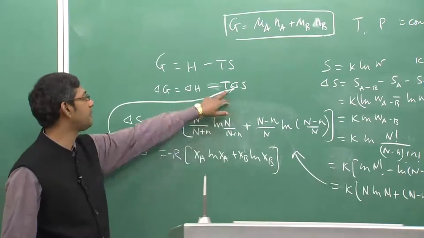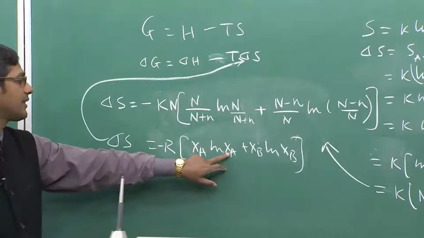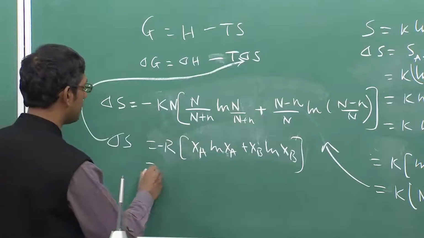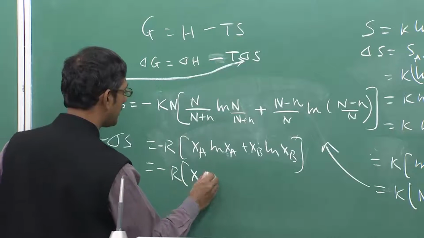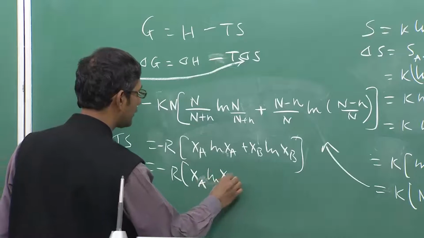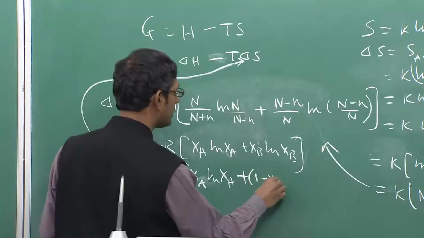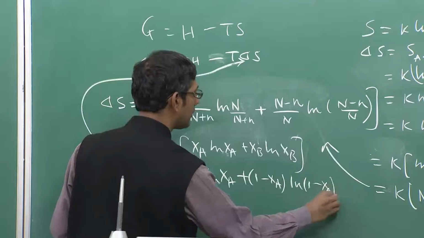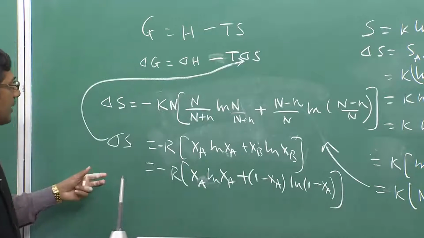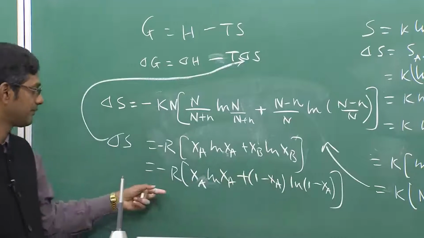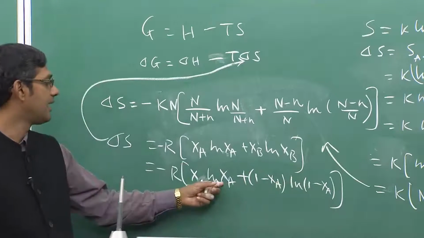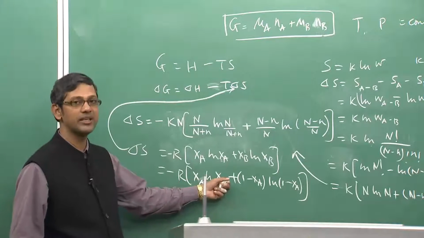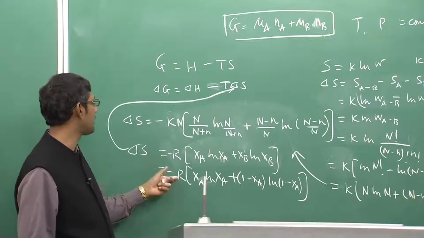If I replace this one, this is xa ln xa plus xb ln xb, or we can write down minus R [xa ln xa plus (1 minus xa) ln (1 minus xa)], because xb is 1 minus xa. So you can clearly see this is the equation of a parabola, because log of xa can be expanded, and it will be xa squared. So this is nothing but the equation of a parabola.